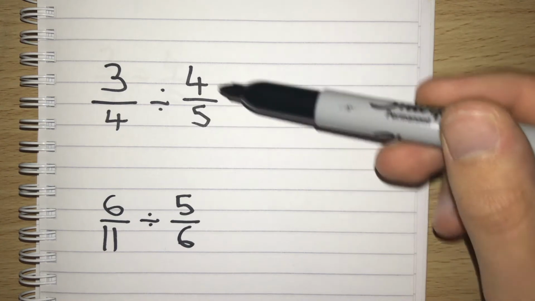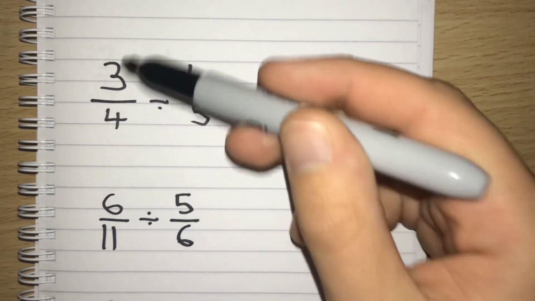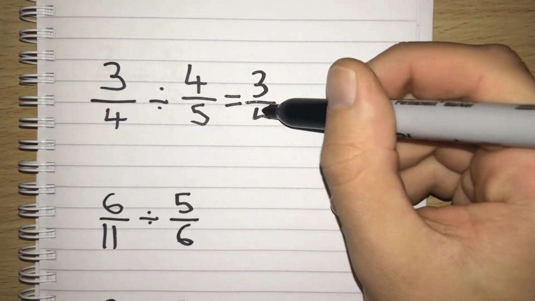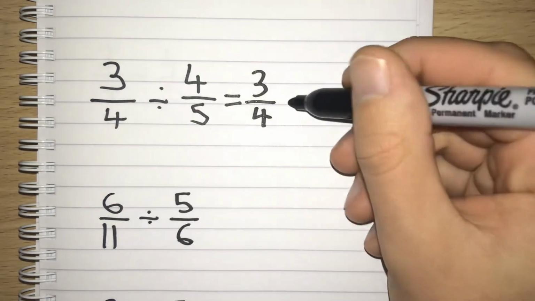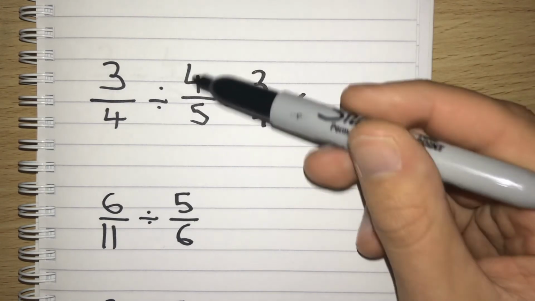So what we can do to make it a little bit easier for ourselves is we can flip this fraction over and change our divide to a multiply. So we keep this first fraction the same, 3/4. We change our sign to a times, so the divide becomes a multiply. And we flip the second fraction over, 5/4.